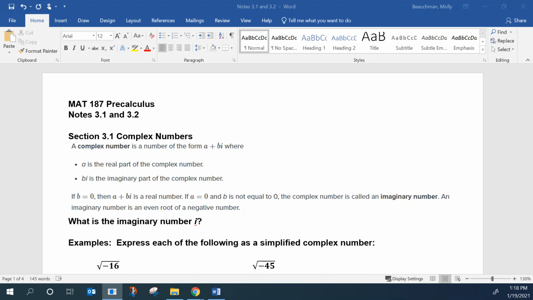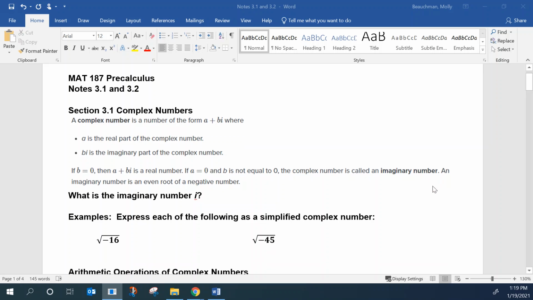In this video, we'll take a look at sections 3.1 and 3.2. Section 3.1 is complex numbers, and section 3.2 is quadratics. So we do section 3.1 first and talk about complex numbers because we run into complex numbers when we solve quadratics. So what is a complex number?